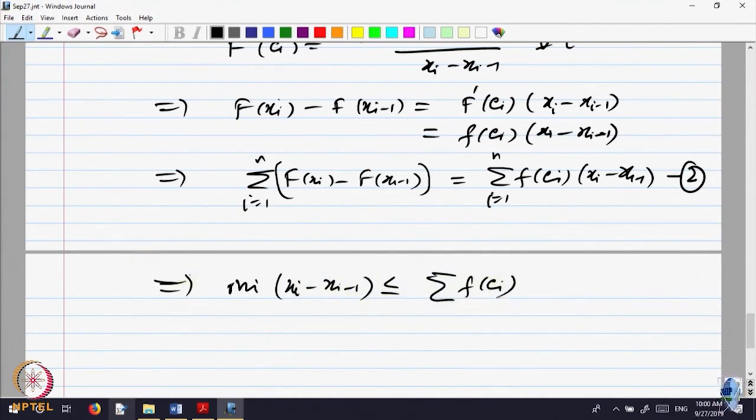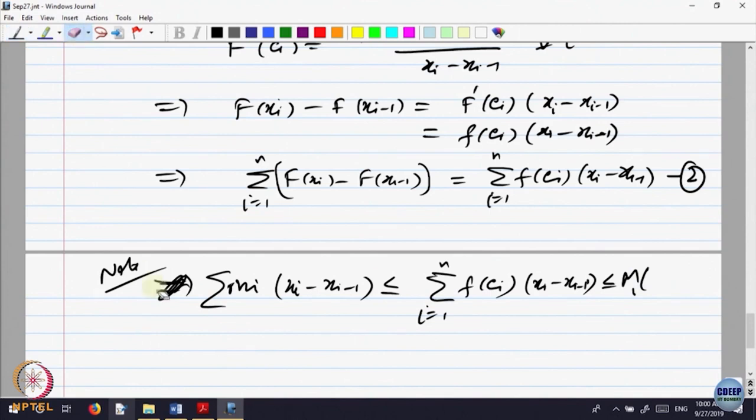So if I look at the minimum value small m_i times (x_i minus x_(i-1)), it will be less than or equal to the summation of f(c_i) times (x_i minus x_(i-1)), i equal to 1 to n, and that is less than or equal to capital M_i times (x_i minus x_(i-1)). I have put summation everywhere, so it is less than or equal to the summation of capital M_i times (x_i minus x_(i-1)). Is that okay? Because this is a value at some point in between in the interval, so small f of c_i is bigger than m_i and less than capital M_i.